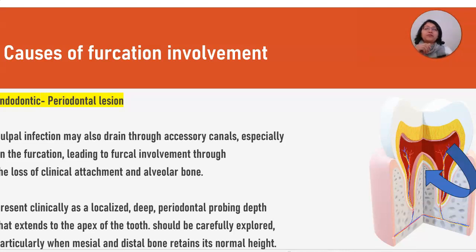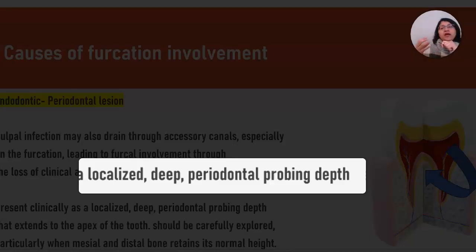Now, how will this usually present? Whenever there is an endoperio lesion, how will this be presenting? This would present as a localized, deep periodontal probing depth. It's not necessary that the probing depth would be present throughout the tooth. It would be present in one region, especially when there is an endoperio lesion, and that extends to the apex of the tooth.